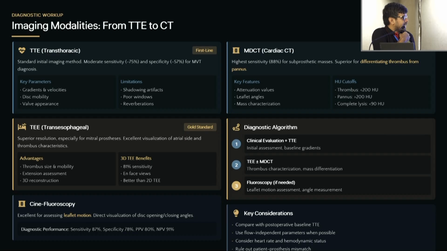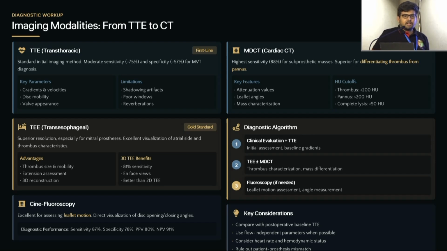So the diagnostic algorithm is: for initial assessment, we use transthoracic echo and clinical evaluation. For thrombus characteristics and mass differentiation, we use transesophageal echo with multi-detector CT, and fluoroscopy is for leaflet motion assessment.